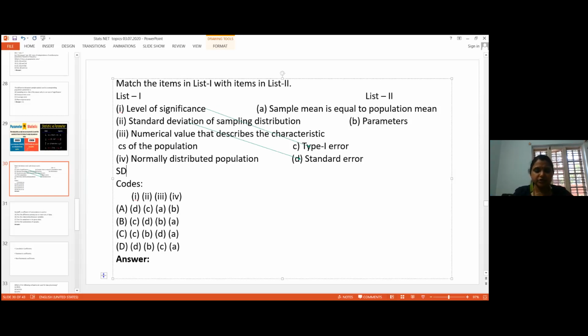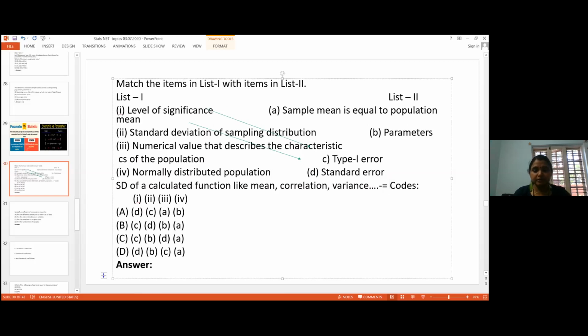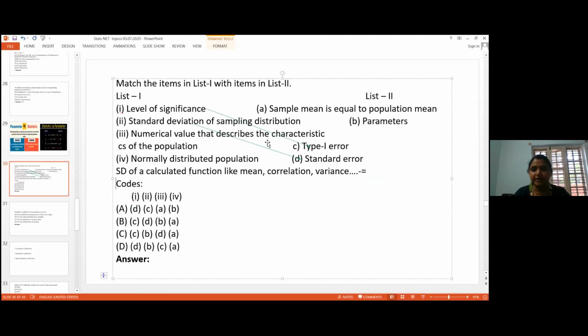Standard deviation of a calculated function like mean, correlation, etc. So even variance, anything you calculate, and you are calculating the standard deviation of those functions, then we call it standard error, SE. Okay, fine.